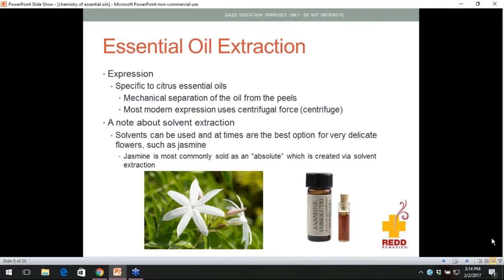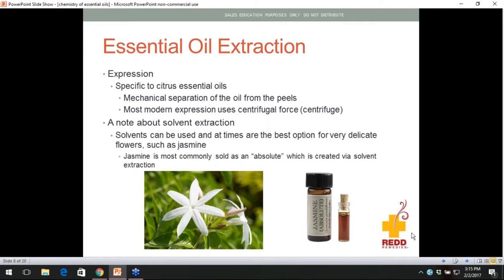The best example of that is jasmine flower. Jasmine flowers are very, very delicate. You put those through steam and you destroy the flower. You will get nothing from it. So jasmine is sold as an absolute. It is not sold as an essential oil. If you see an essential oil labeled as an absolute, that's your cue that it was solvent extracted. So all absolutes are solvent extracted.